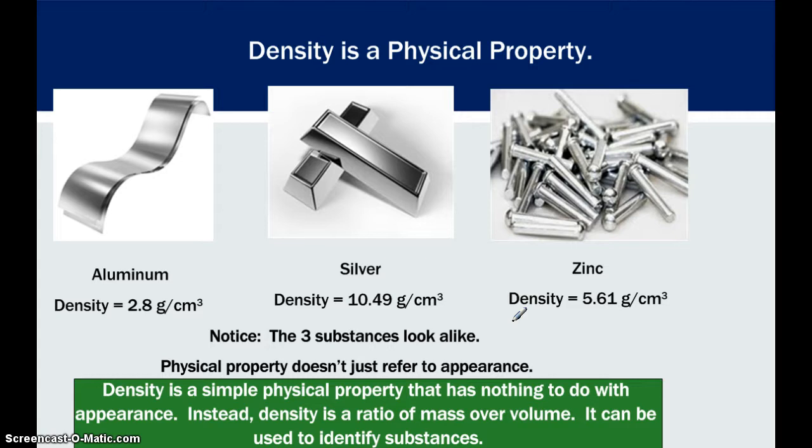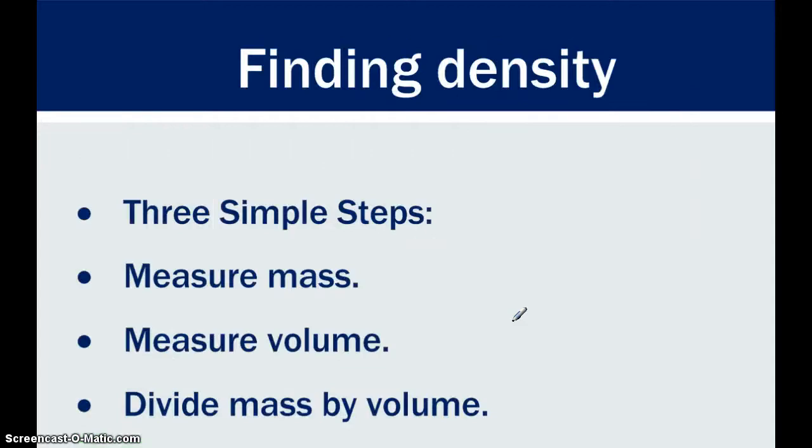And it doesn't depend on how much there is or what it looks like. It only depends on what type of material it is. It's easy to get the density. There's three steps to it. Find the mass, find the volume, and divide the mass by volume. And we can use an equation for that. Density, D, equals mass, M, divided by volume, V.